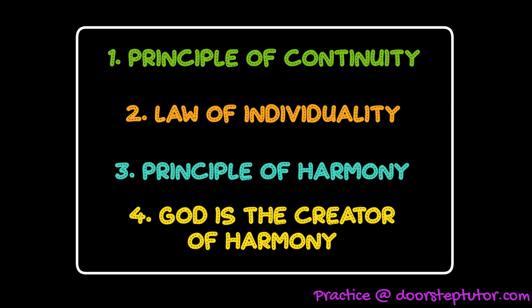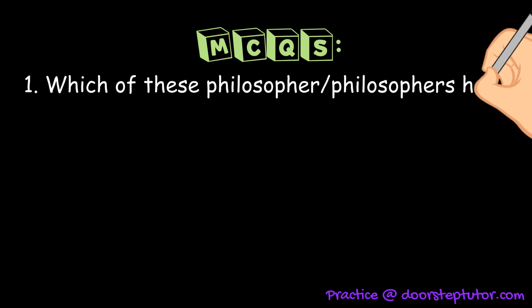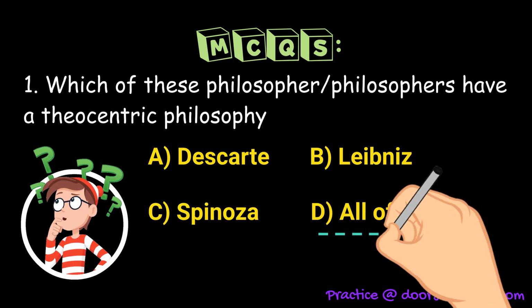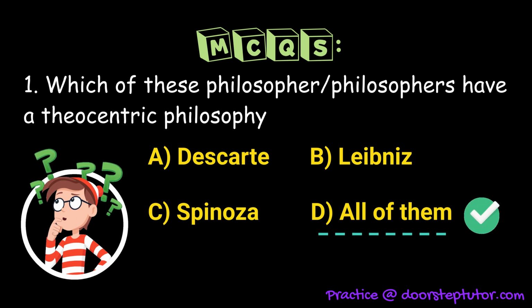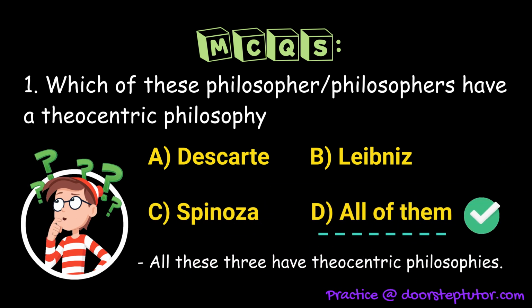Question: which of these philosophers have a theocentric philosophy? The correct answer is Descartes, Spinoza, and Leibniz. All these three are important rationalist philosophers. Descartes, Leibniz, and Spinoza choose to make their system theocentric in nature. In other words, we can say that their philosophies are God-centered.